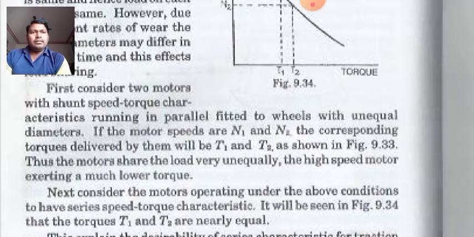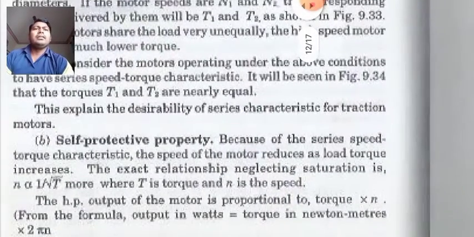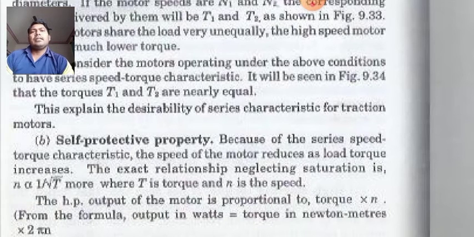Next, consider the motors operating under the above conditions to have series speed torque characteristics. Thus, the torques T1 and T2 are nearly equal. This explains the desirability of series characteristics for traction motors.